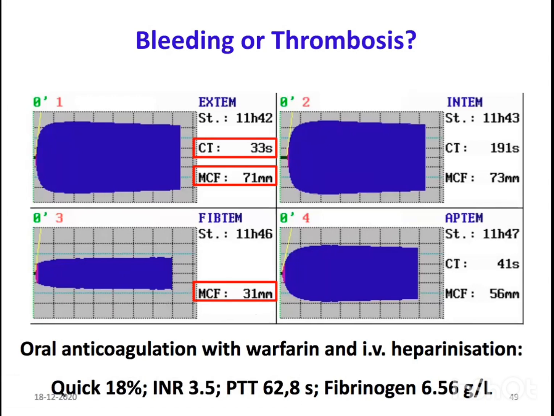So you do a quick checkup, you see a quick INR 3.5, a PTT of 62.8 seconds, and you see a fibrinogen level of 6.56 grams. They're all on the high side. So what are they telling us? That this is not a bleeding patient because of fibrinolysis, but this is a bleeding patient because of thrombosis.